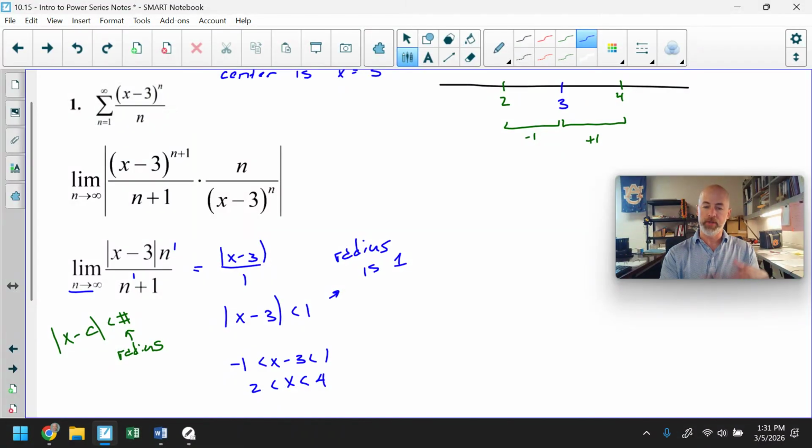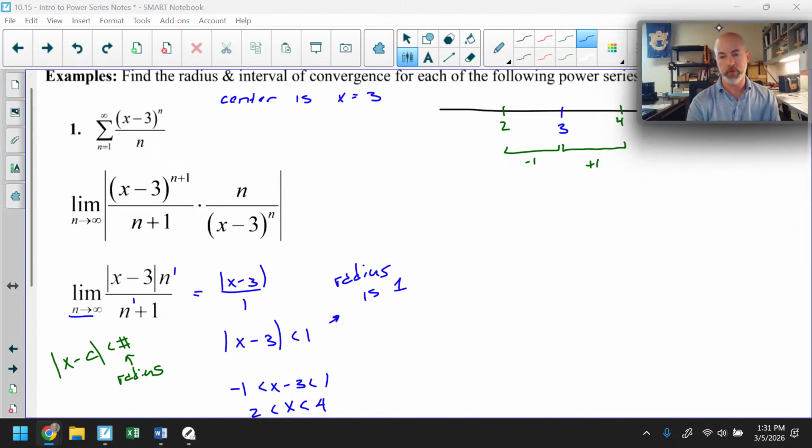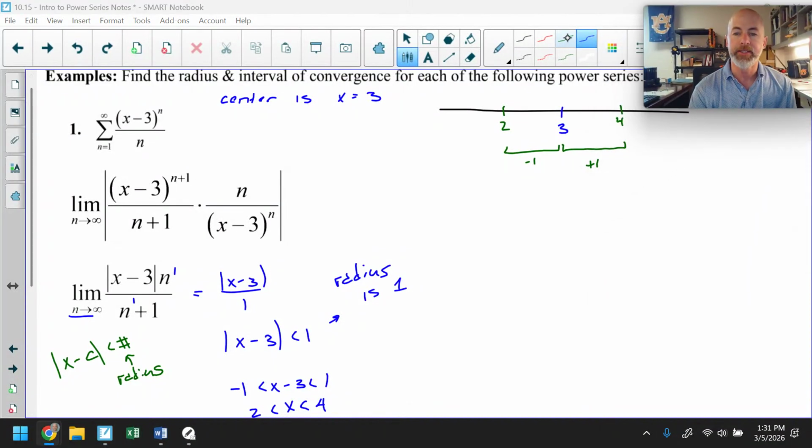Okay, so again, the interval that we have right now is 2 to 4, but keep in mind that if x is equal to 2 or if x is equal to 4, then the answer to this limit is 1, and the ratio test is inconclusive when the limit is 1. And so what we have to do, and this is one of the annoying things about using the ratio test, which we're going to have to do most of the time, is manually check each of the endpoints. So I'm going to have to wonder, what if x is equal to 2? What series will I get?